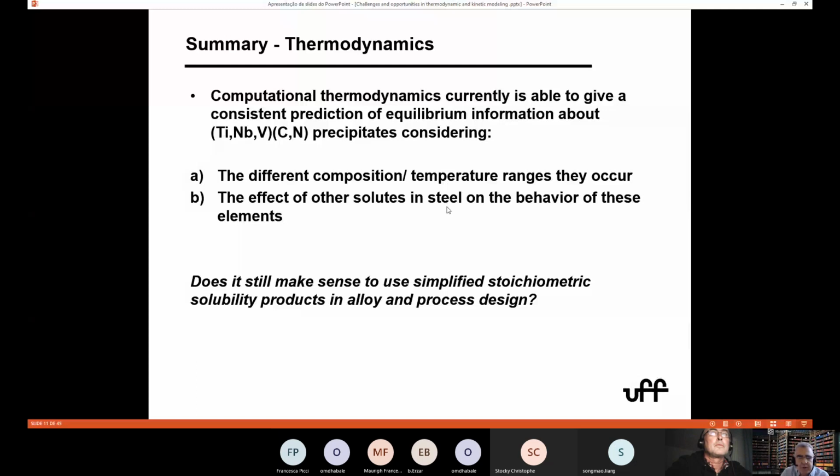And of course, this way you can also take into account the fact that you have high manganese or high silicon, and these elements are affecting the activity or the chemical potential of these elements, which you cannot do with the simple solubility product. So the question I want to leave to you is, does it still make sense to use just a simplified stoichiometric solubility product when you're doing either your alloy design or your process design? I don't think it does, but anyway, this is the question.